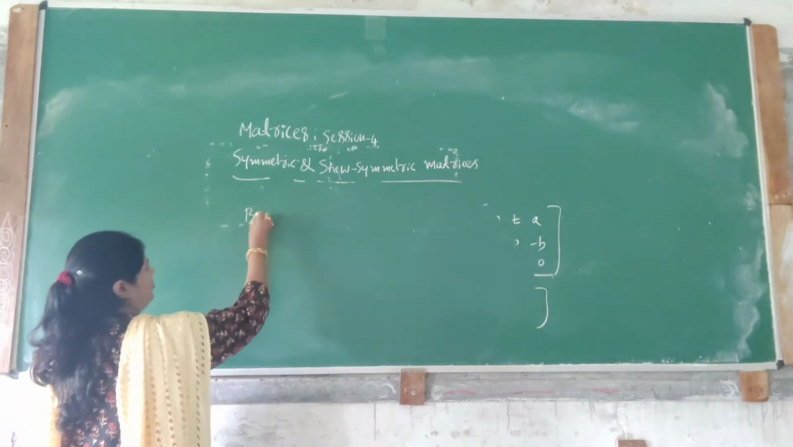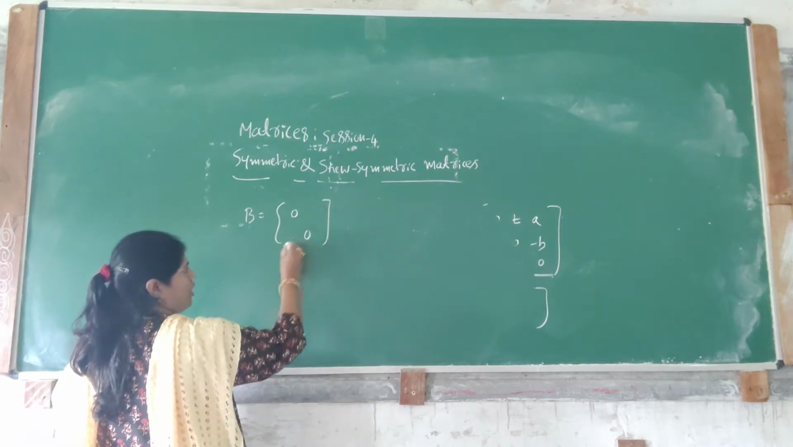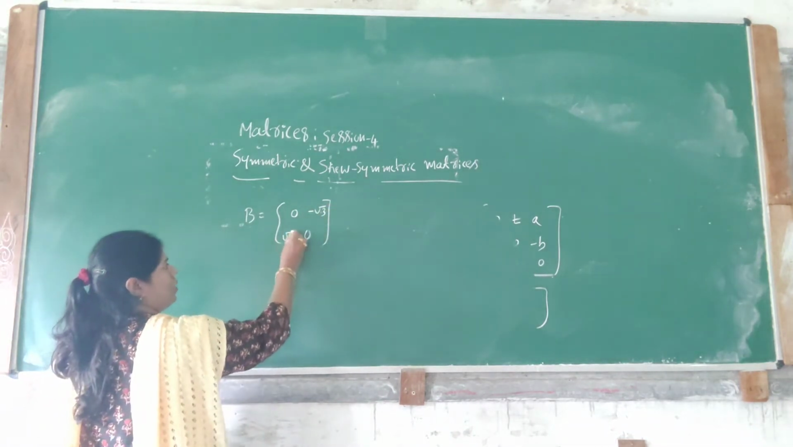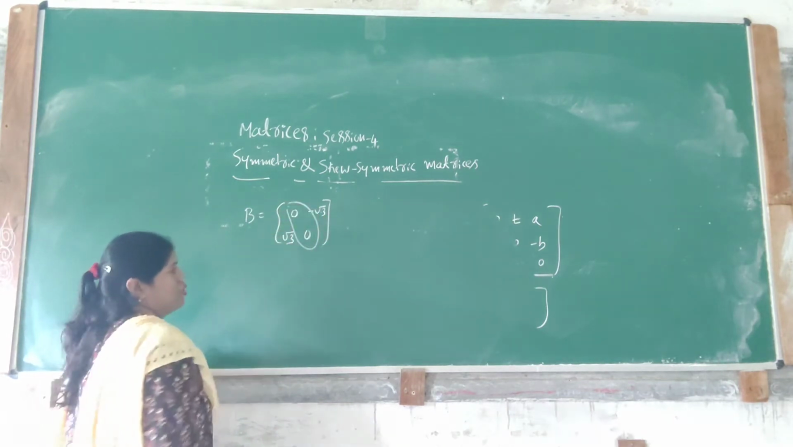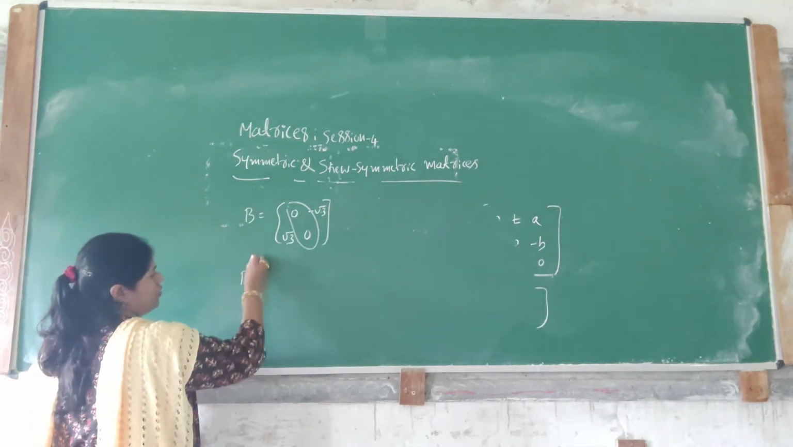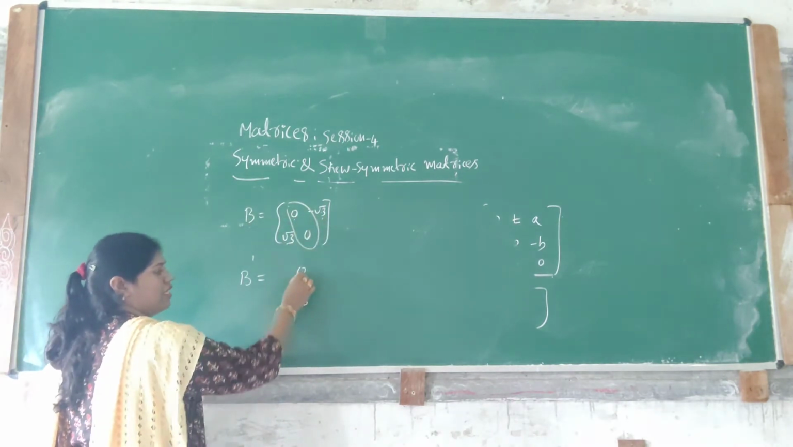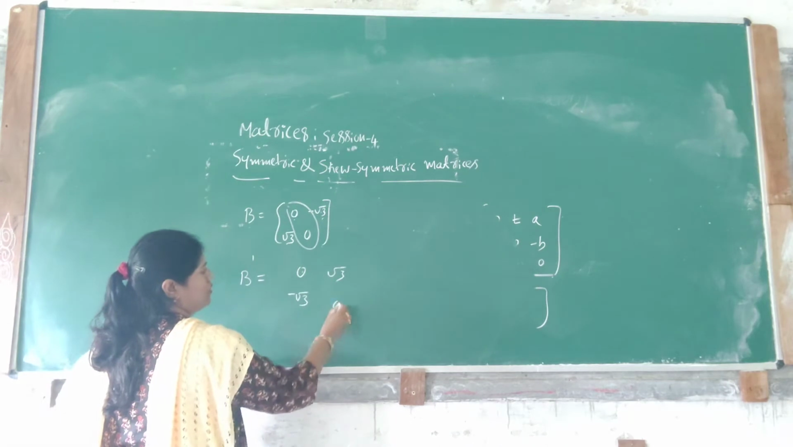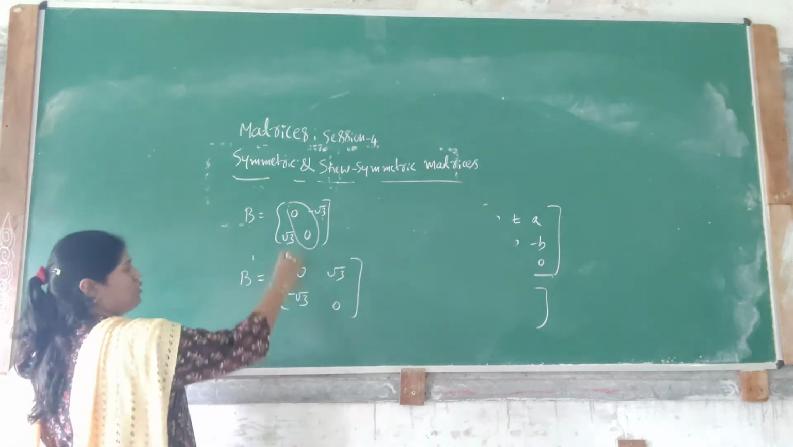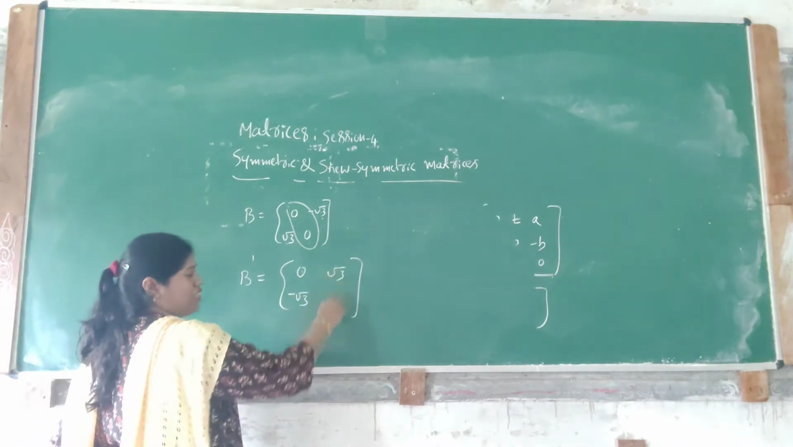So B is equal to, so what are the diagonal elements? It should be 0 only. For the other elements, if I write minus root 3, what do we have to write here? Plus root 3. This should always be 0, and this should be symmetric with the opposite sign. So what is B dash? B dash is equal to 0 minus root 3. It is in row wise, we have to write it column wise. So root 3, 0. It is in the first horizontal line, we write it in the first column. It is in the second horizontal line, we write it in the second vertical line.